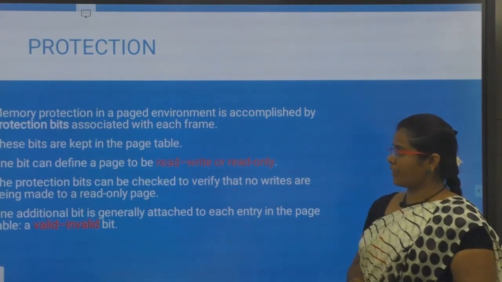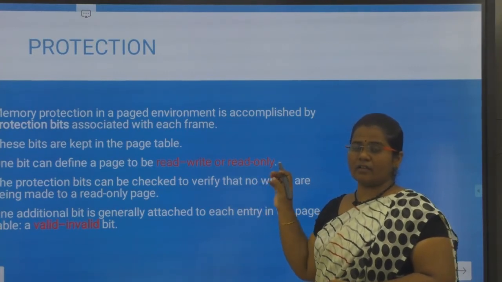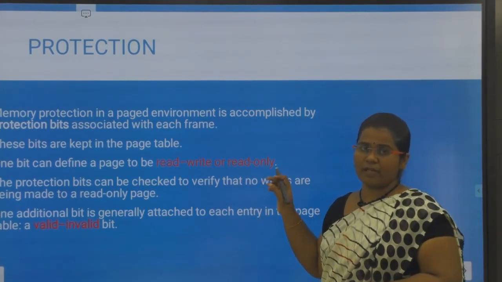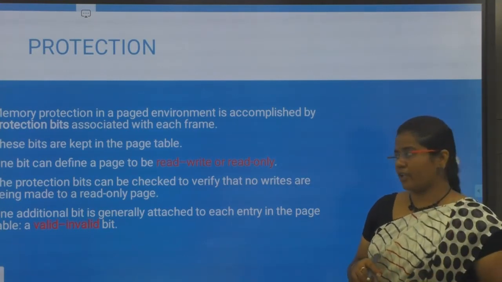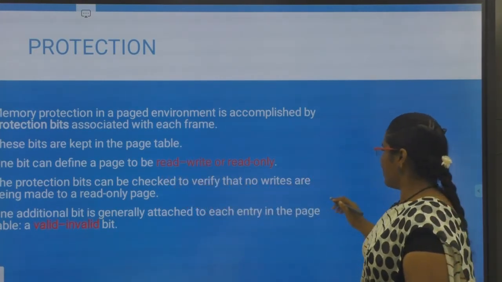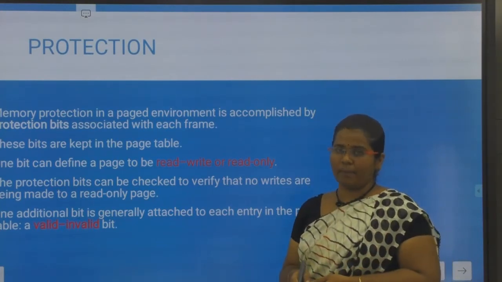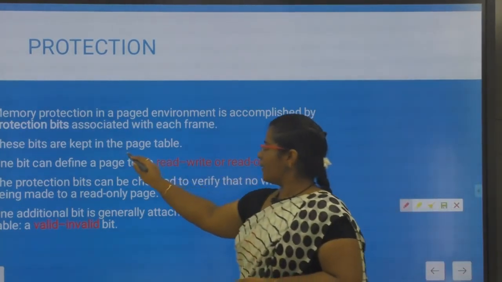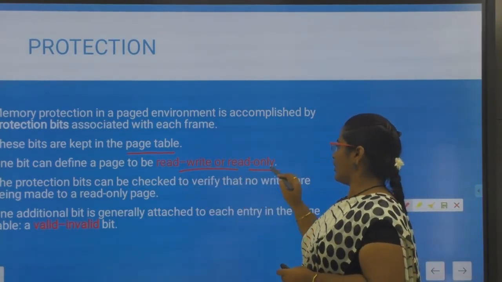In order to protect your memory, you need to access page numbers confined to frame numbers confined to that particular process only. You should not access the frames allocated to another process. So for that purpose you need to provide memory protection. In order to protect the access of your main memory, you need to add some extra bits in your page table. One bit can define a page to be read-write or read only.